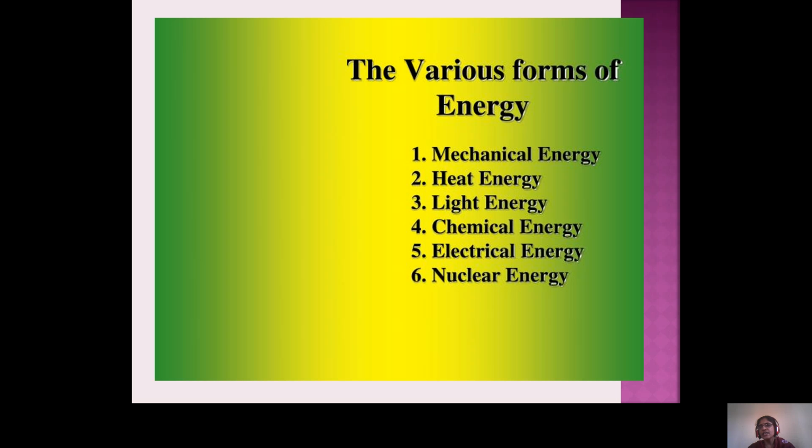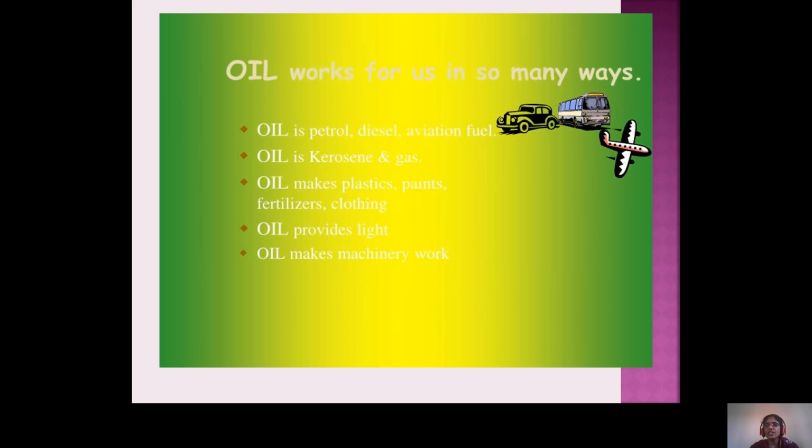Generally, what are the various forms of energy? We know mechanical energy, heat energy, light energy, chemical energy, electrical energy, and nuclear energy. Oil works for us in many areas. Oil is used for petroleum, diesel, fuel, and kerosene. Oil makes plastics, fertilizers, clothing, provides light, and makes machines work. So oil is used in many ways.